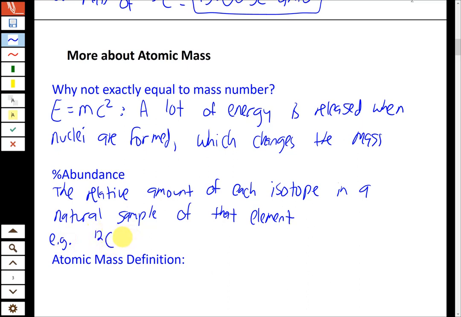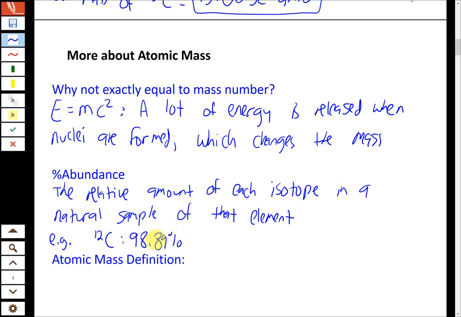It's like 98.89%. So that means in a sample of carbon itself, just the element, 98.89% of the atoms are carbon-12. So if you had 10,000 carbon atoms, 9,889 of those would be carbon-12.